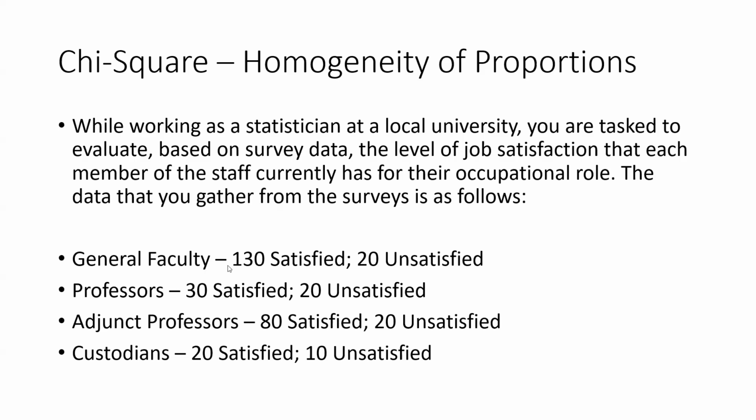And you can see the rest here. But it's important to know that these will sum to the total number of individuals within a role. So there's 30 total custodians that we surveyed, 100 total adjunct professors, 50 total non-adjunct professors, and 150 total general faculty.